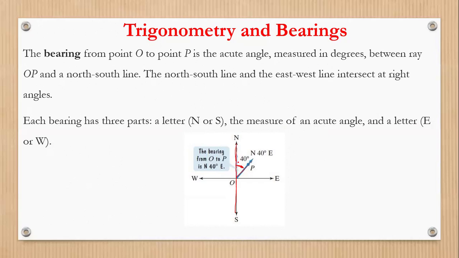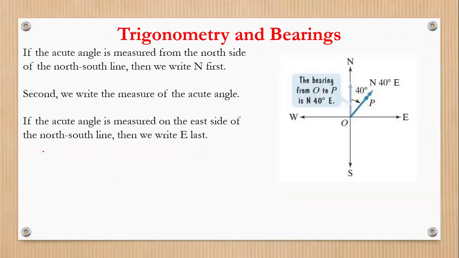To show the bearing, we need three parts. One part shows north or south. We want to know that the ray makes an angle with the north side or the south side. We need to know the angle in between. And we also need a letter E or W, which means the ray is on the east side or on the west side of the north-south line. So we usually use these three parts.